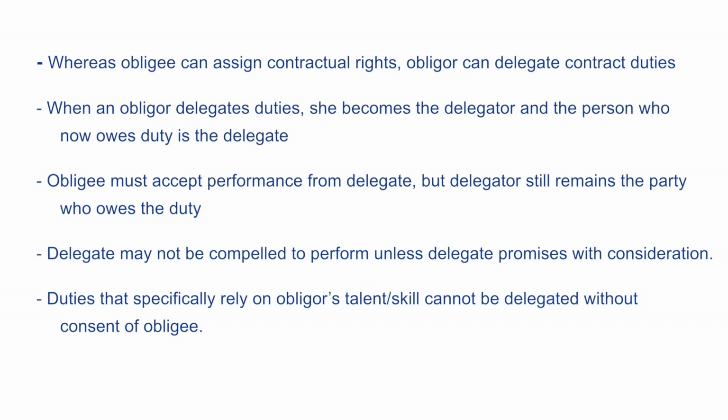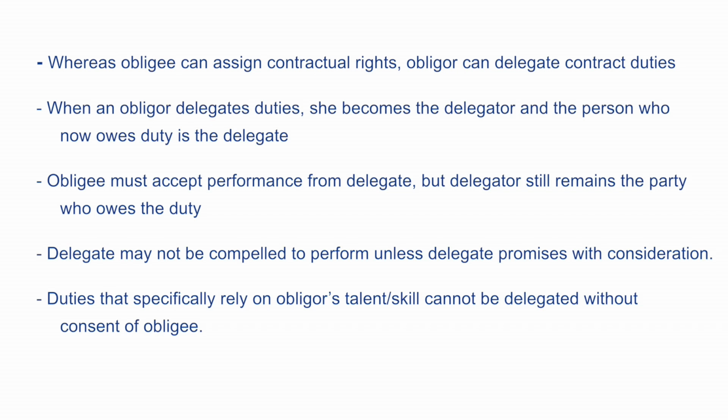And the delegate does not have to perform unless the delegate promises to perform and there's consideration. So if I have entered into a contract with you to build a house, nothing prevents me from subcontracting with someone, paying them to do, let's say, the plumbing work. That would be the consideration. And they are now the delegate who does the plumbing work, and they're compelled to perform. But as between the owner of the house and the general contractor, it's still the general contractor who's on the hook.